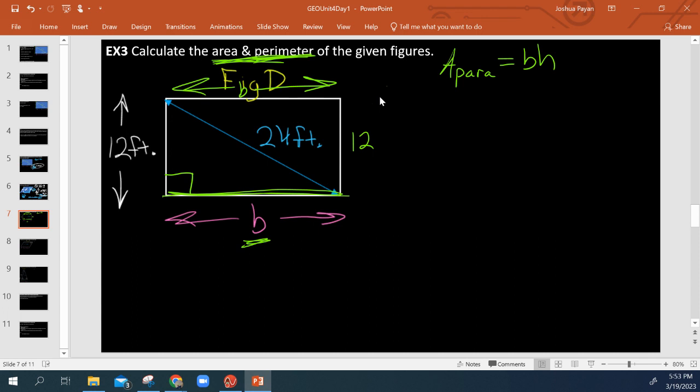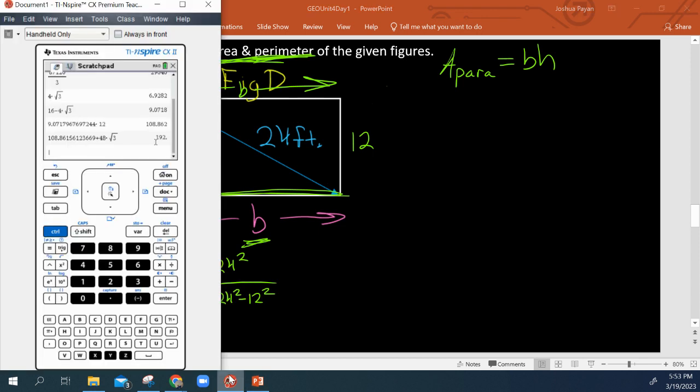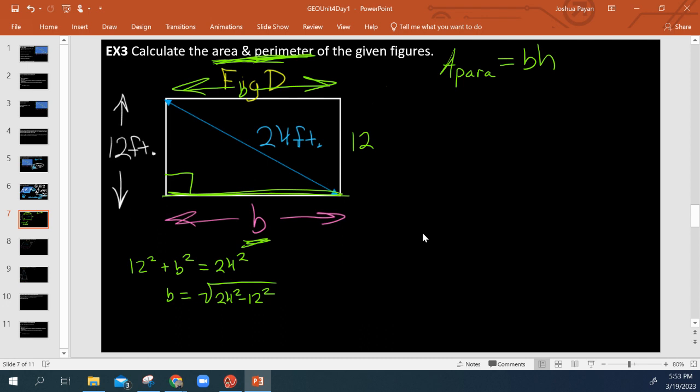Okay, so that said, we can easily find out what the length of b is just by using the Pythagorean theorem. I can say leg squared plus the unknown leg squared is equal to the hypotenuse squared, right? And simple algebra is going to get us to b is equal to the square root of 24 squared minus 12 squared. We can just chuck that in the calculator. And that gets us about 20.78.